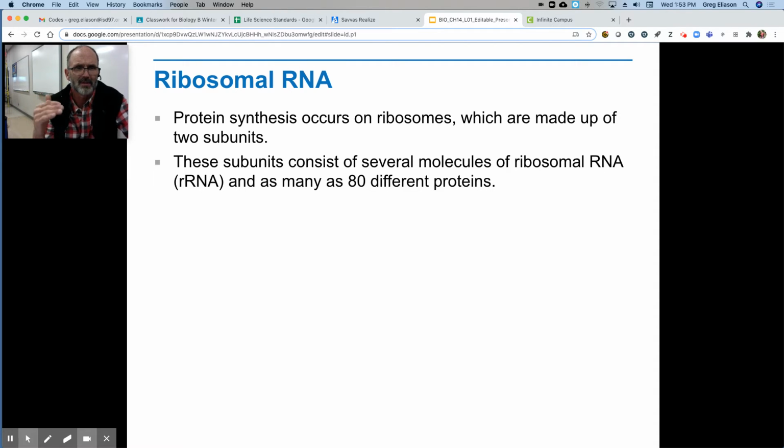Ribosomal RNA is what ribosomes are made up of, and that's where protein synthesis occurs. To synthesize is to put together. And so the proteins are put together at the ribosomes, and those are made up of two parts. You have two ribosomal subunits that fit together to make up a ribosome. They consist of several molecules of RNA and as many as 80 different proteins.